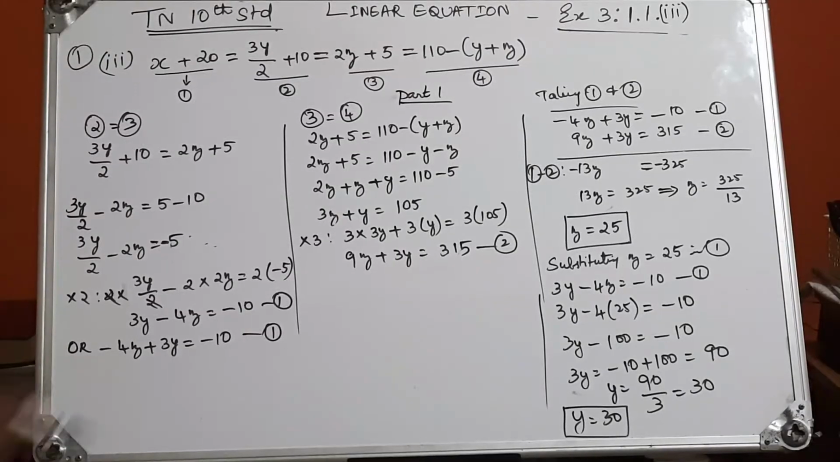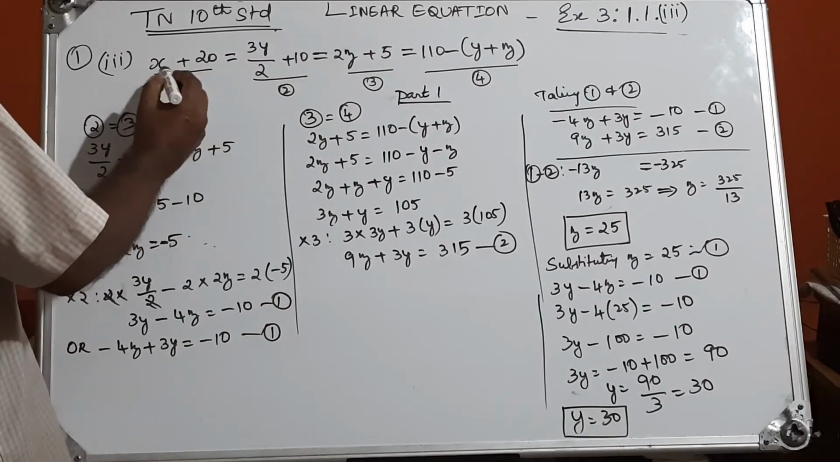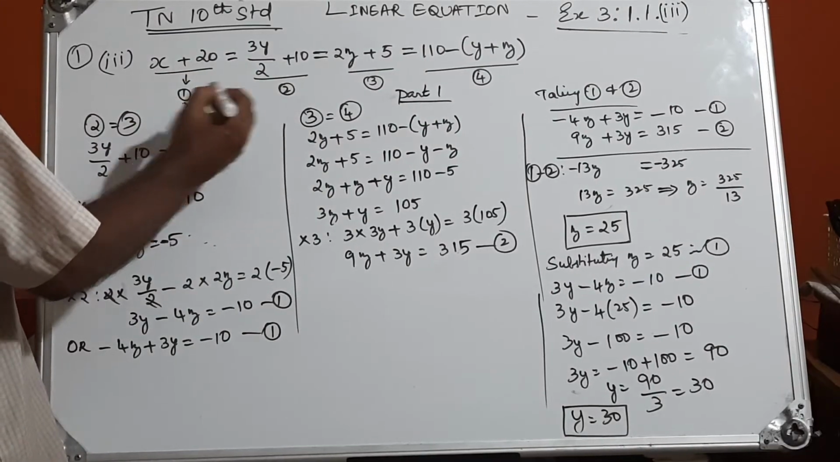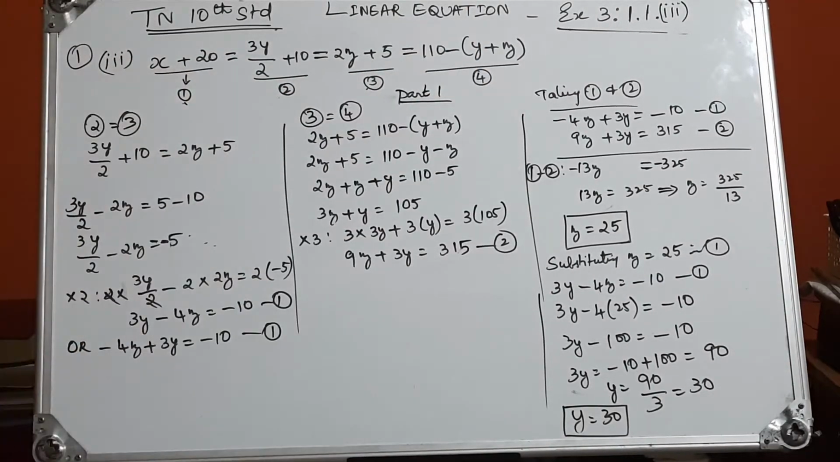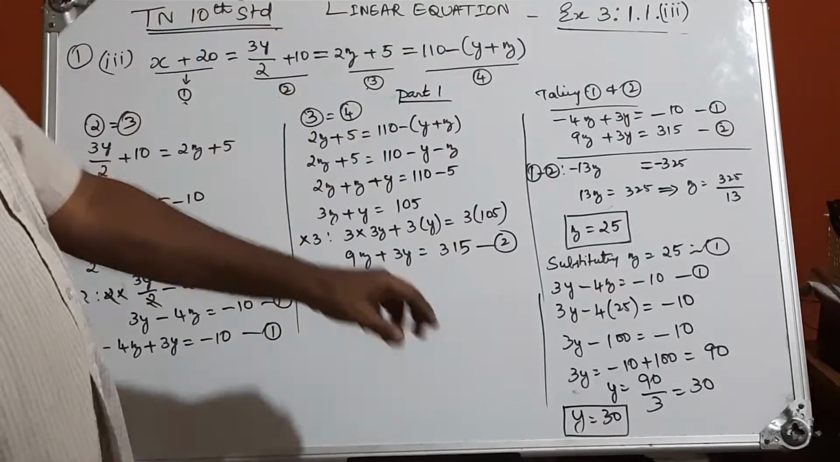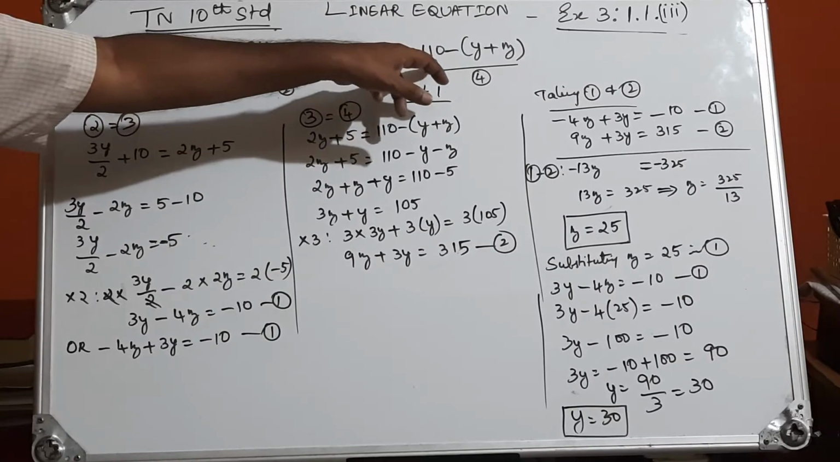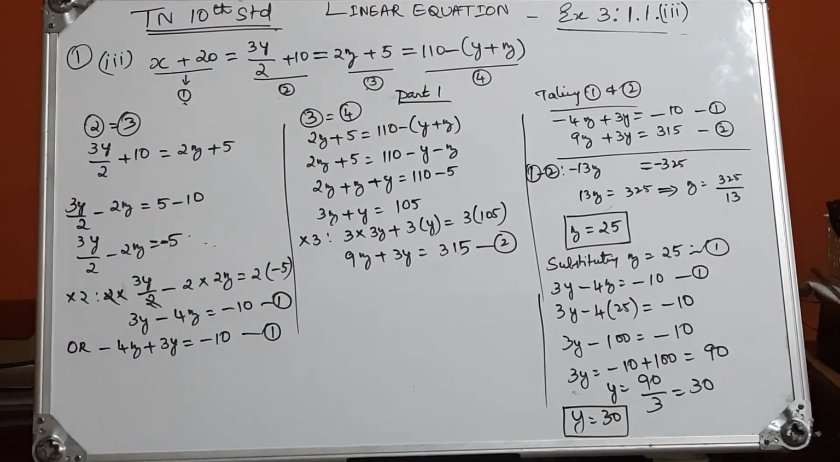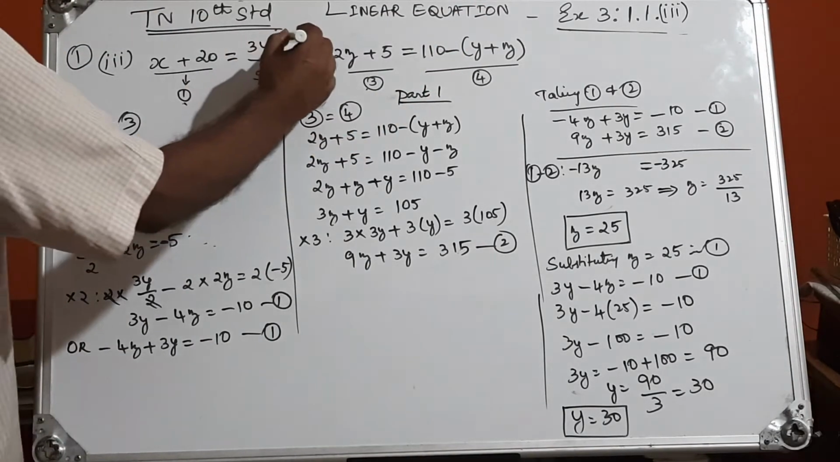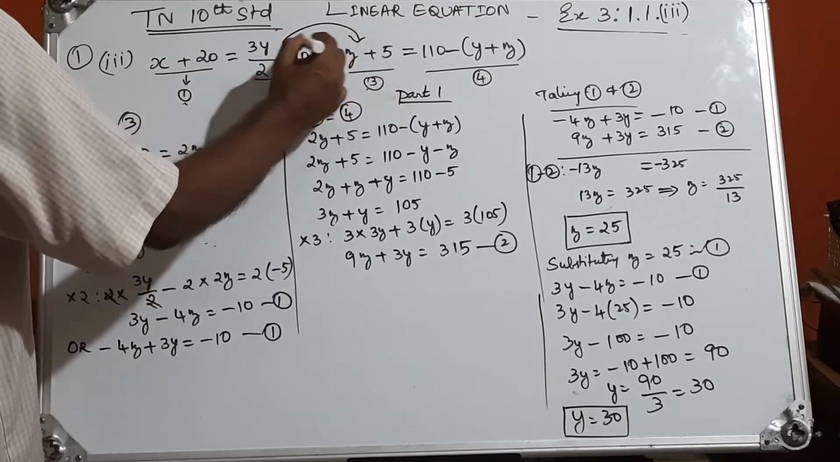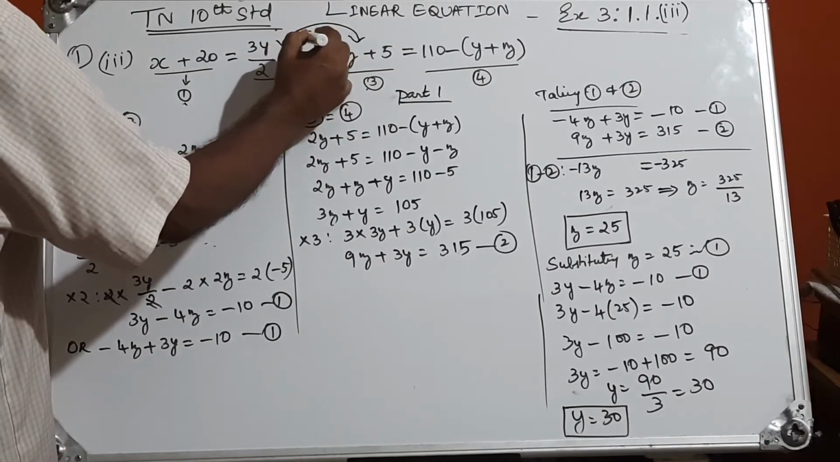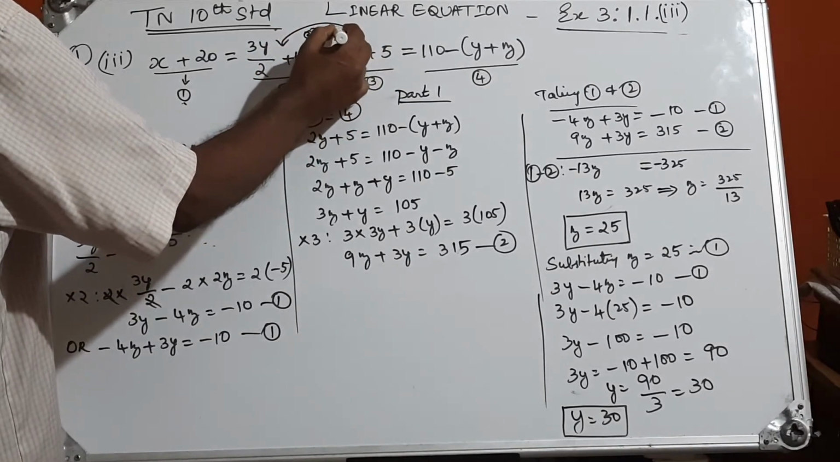Now the next sum, they have given 4 expressions. We have put 1, 2, 3 and 4. So all these 4 expressions are equal. x plus 20 is equal to 3y by 2 plus 10, 2z plus y equal to 110 minus y plus z. Now what you take is, take this 2 is equal to 3. These 2 you can take. 2 is equal to 3.